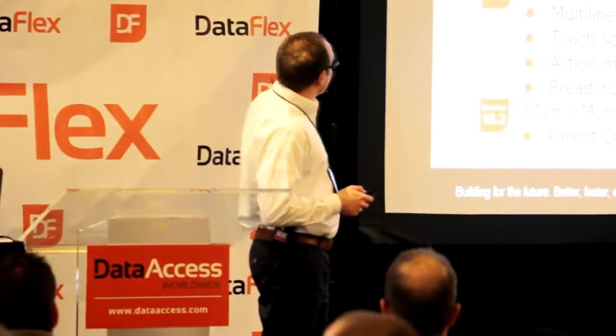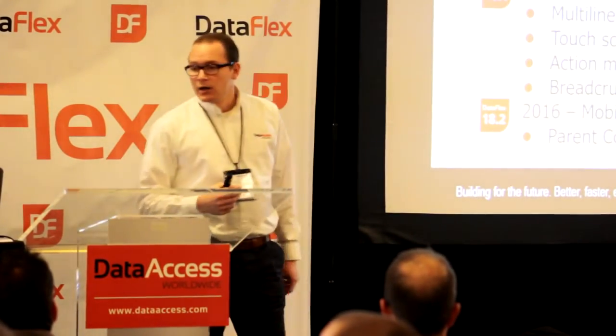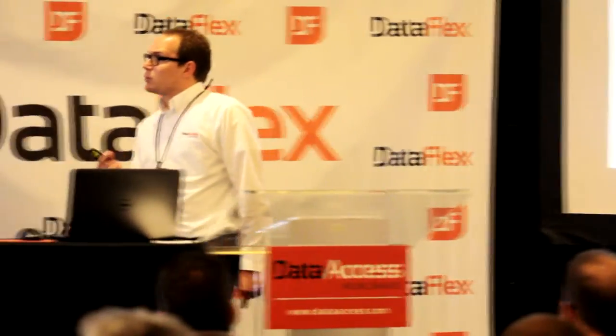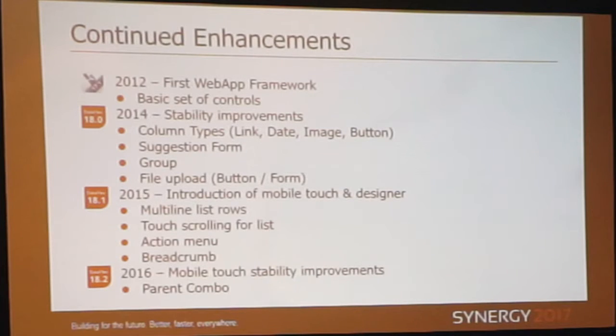So the first framework had a basic set of controls. I think they were pretty. It was a nice set. There was a lot in there, but it was a basic set. The next version, 18.0, came out in 2014 and had a lot of stability improvements, but we also added new controls like new column types for links, dates, images, buttons, so column types for the lists and grids. We added the new suggestion form, which was later also added to the Windows environment. We started supporting file uploads with the file upload button and file upload form, and we added the group control.